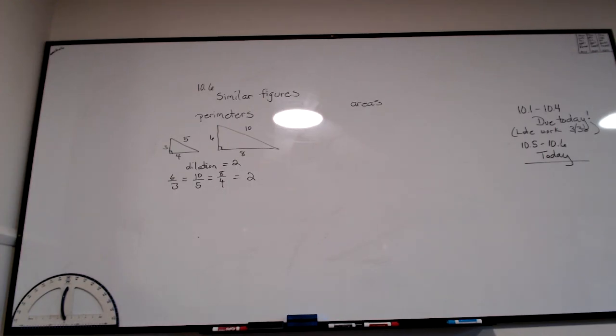Perimeter. Meter means? What does meter mean? A little less than a yard. It's a little less than your, it's a measurement. Okay, meter means measure.